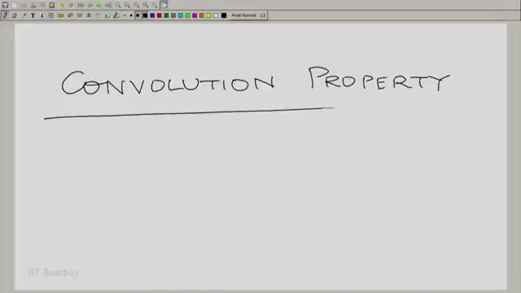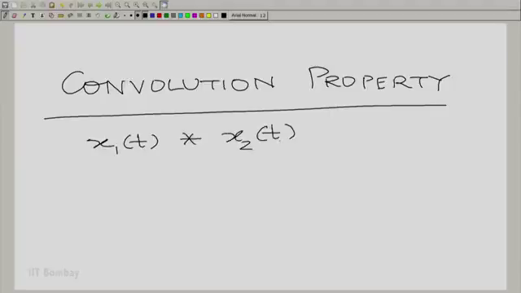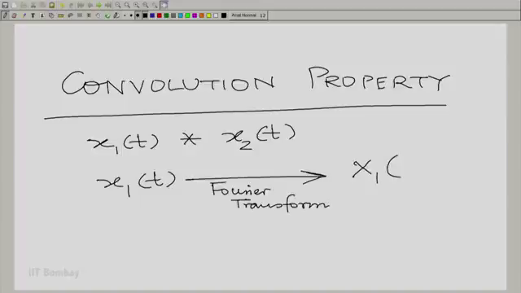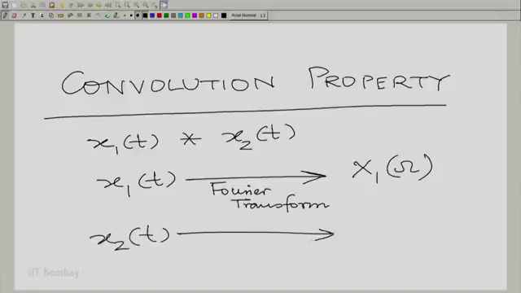Now, let us formulate the question first. We realize that convolution is an operation in itself. That means we can talk about convolving a signal x1(t) with a signal x2(t) in general. Suppose x1(t) has the Fourier transform given by capital X1 of omega, and similarly x2(t) has the Fourier transform given by capital X2 of omega.